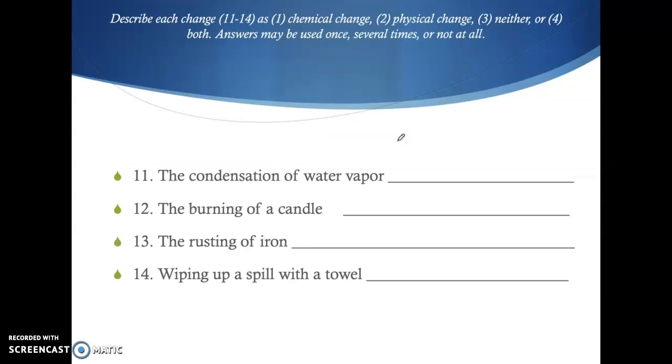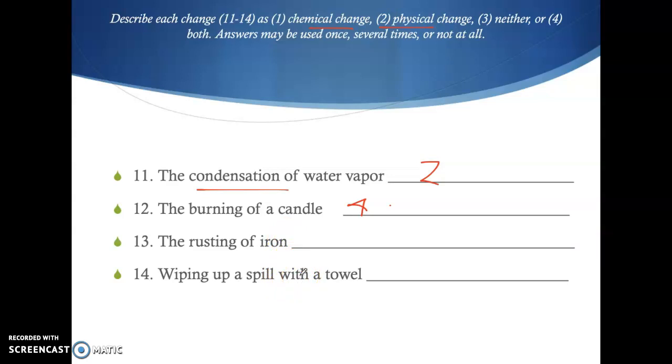Chemical, physical, neither, or both. Condensation is a phase change, so that's a physical change, number 2. Burning of a candle has melting, which is a phase change, which is physical, but it also has the combustion, which is a chemical change. So that's actually 1 and 2. So it's going to be both. See how I got you there with the 1? That's number 4. So you got chemical or physical, neither or both for these.